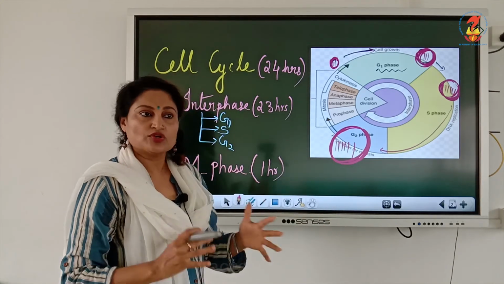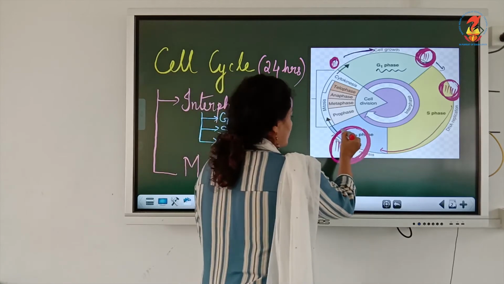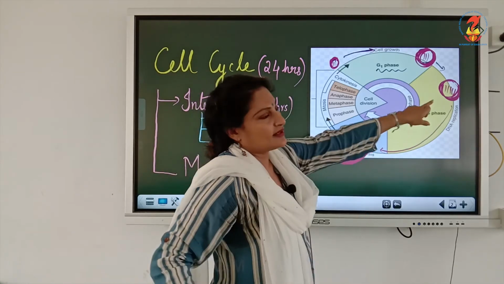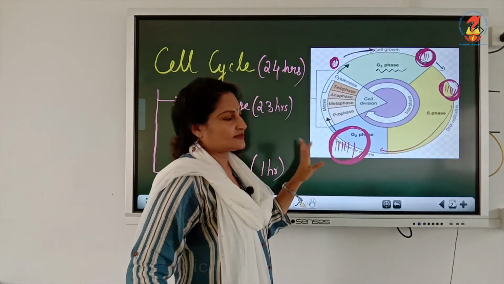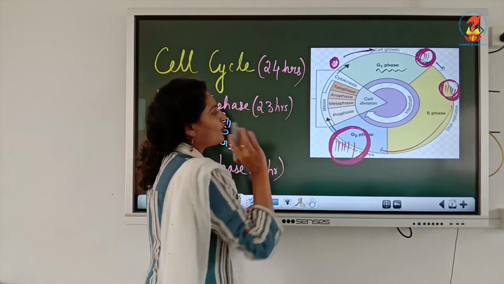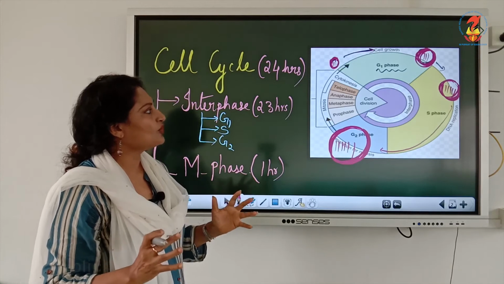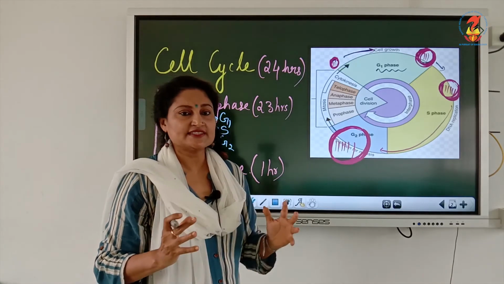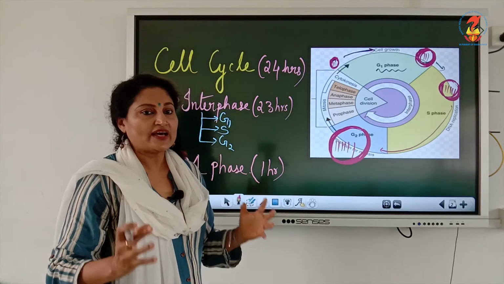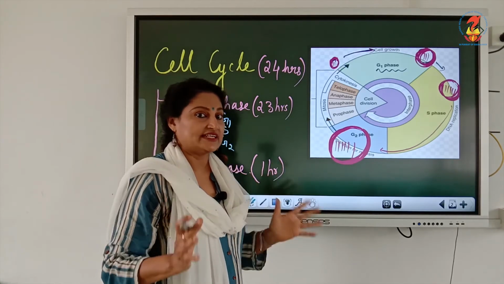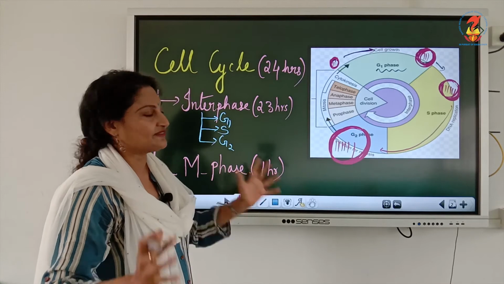Then we are moving to G2. G2, as I told you, is growth, further growth. So the cell grows further with the chromosome number. Which is the chromosome number? It continues with 6. Now it is ready for division. So this is how we say that interphase is actually a metabolically active stage of the cell where the cell is getting prepared for cell division. Now it is getting prepared to get divided.